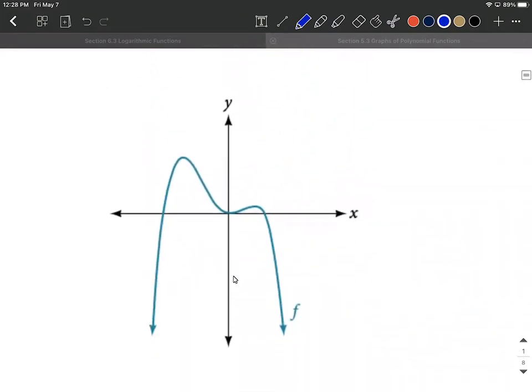About this next one, well, it's smooth. There aren't any sharp corners as we look through it. There aren't any gaps or breaks, and the tails both go down. That's okay. All right, so we'd say yes, polynomial function.